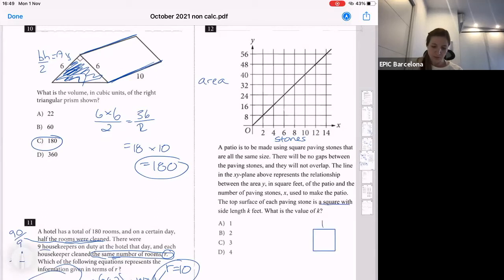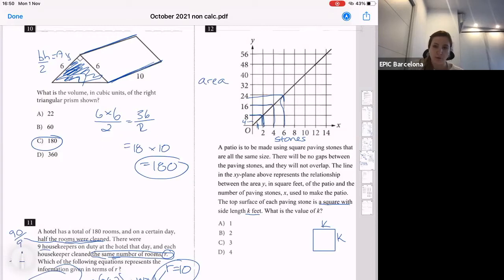With side, we know the sides of a square are all the same. So for each k feet, what is the value of k? Okay, so here we can see on the graph that for 2 stones, it has an area of 8, right? For 4 stones, it has an area of 16. And for 6 stones, it has an area of 24. So then 1 stone, like here, it must have an area of 4. How do I know that?